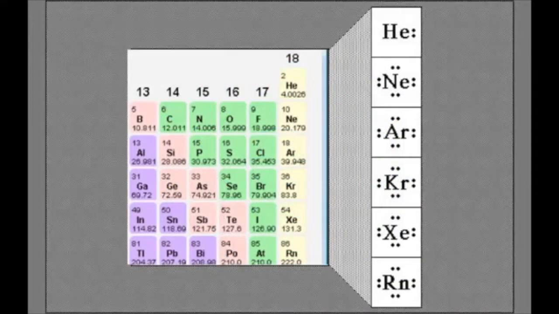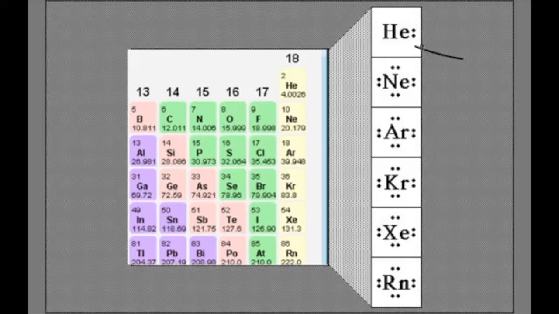So check this out. If you look down the column of all the noble gases and you draw the Lewis dot structures for each one, you will find that they all look the same because all of them have full valence shells. And this explains why all the noble gases are happy as they are, and they don't form bonds with other atoms. Because if the goal is to have a full valence shell and you already have one, you don't need to play with others.